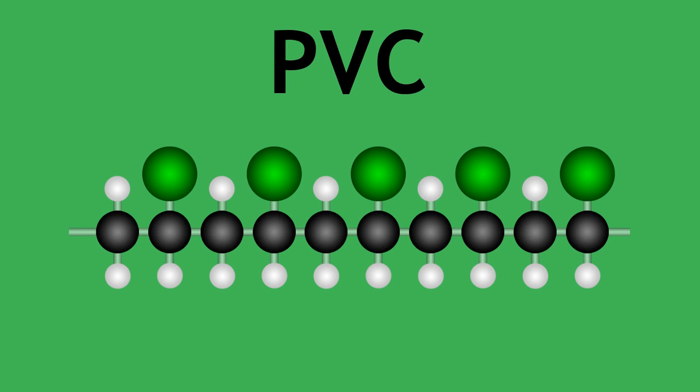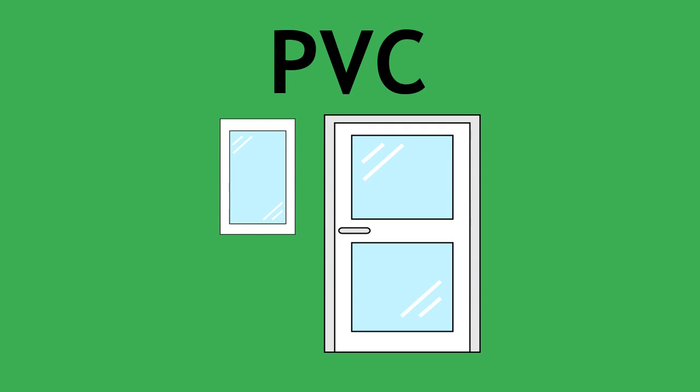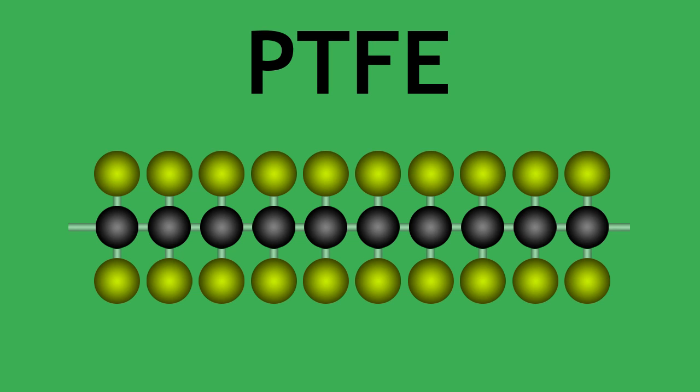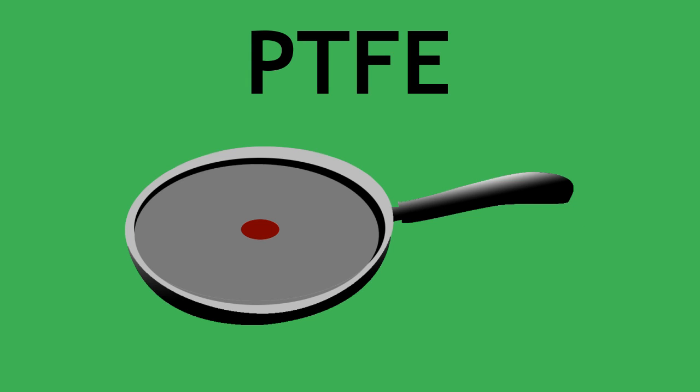Polychloroethylene, often known as PVC, is used for windows and door frames, plastic hinges and bottles. Polytetrafluoroethylene, also known as PTFE, is a non-stick coating on frying pans, as well as being used in bearings and other low-friction surfaces.